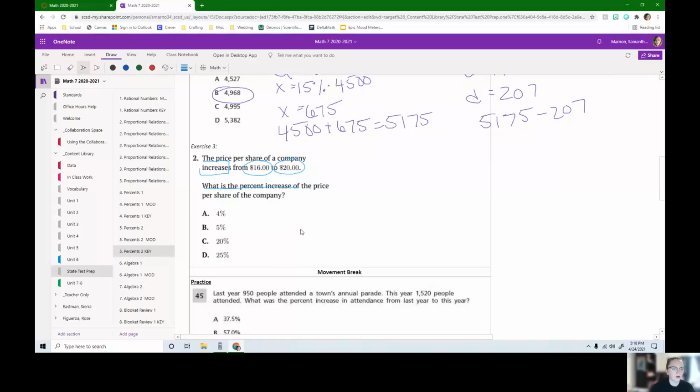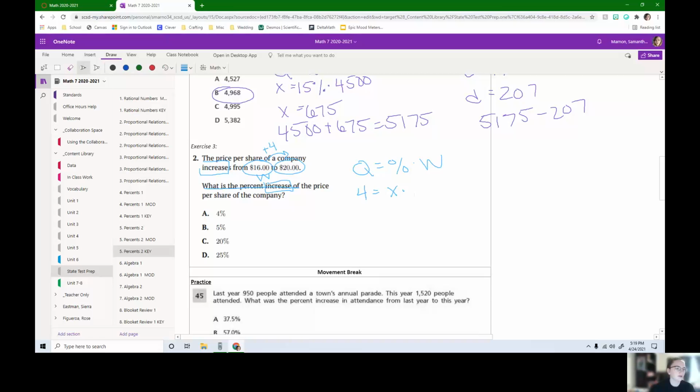Okay, so we know we can always use quantity equals percent times whole. But now the thing is, our whole is going to be this original 16, but we want the increase. So we got to first figure out how many dollars it did increase. So from 16 to 20, it increased $4. That's going to be our quantity. So $4 is the increase. We need to figure out what that percent increase is. So the percent's going to be my x times our whole is 16.